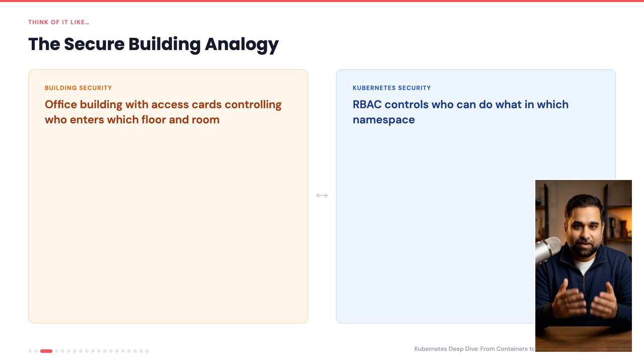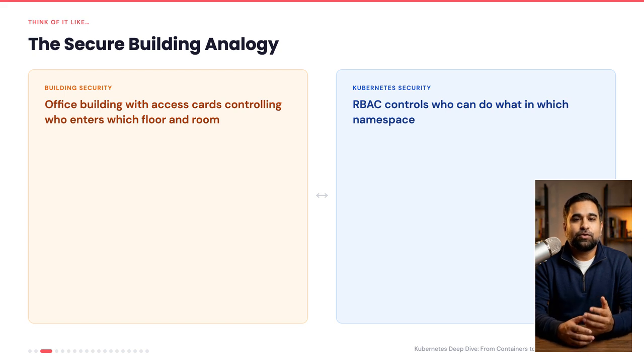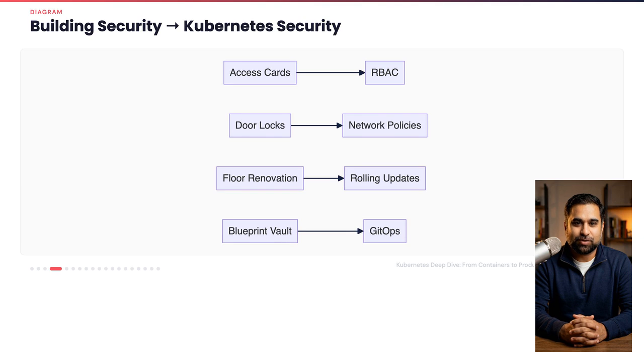Let's dive in. Before we touch any YAML, imagine a large office building housing multiple companies. A software startup on floor 3, an accounting firm on floor 7, building management in the basement. Should the intern at the startup be able to walk into the accounting firm's offices? Obviously not. Should a delivery person access the server room? Definitely not. So, how does the building handle this? Access cards. Everyone gets a card that determines exactly where they can go. This is exactly how RBAC works in Kubernetes. It determines who can do what and where.